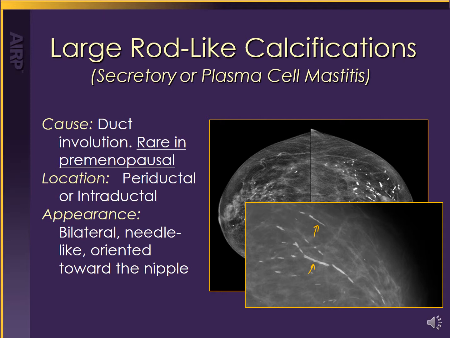Some people say they look kind of cigar-shaped as well. Typically, these are going to be bilateral and symmetric, but they can be unilateral and even in one area of the breast sometimes. Now, because these are due to duct involution, they're usually going to be seen in older women, like in their 70s. If you think that a patient in her 40s has large rod-like calcifications, be really careful. Now, maybe she went through early menopause or something, or had breast radiation, that can do it too, but just be really careful if they're younger women.